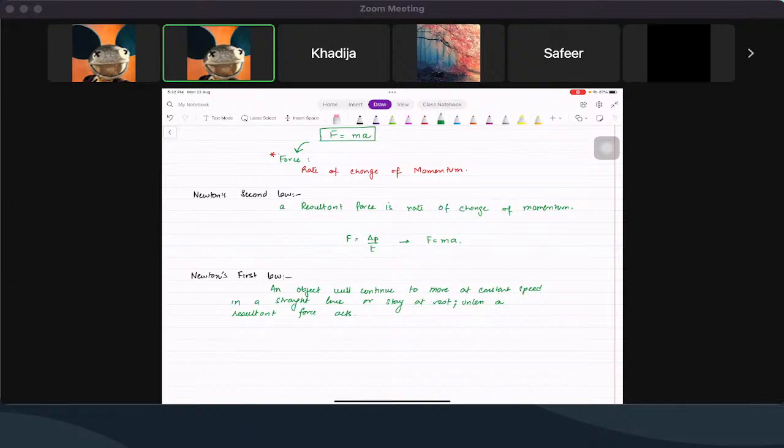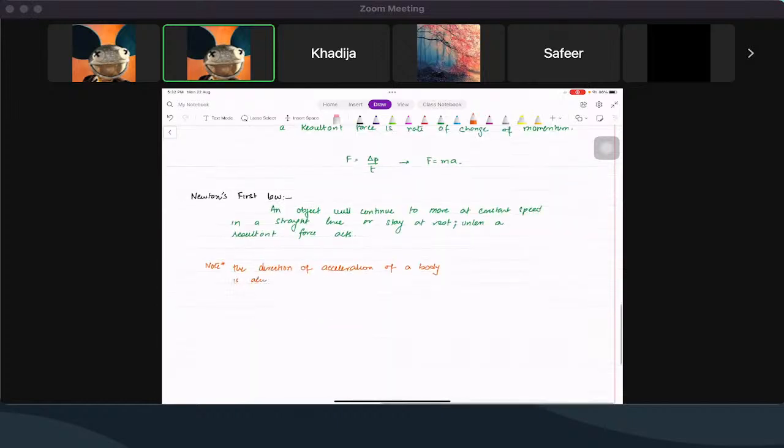Now, just write a note here so you guys remember what I mean. And remember, the direction of acceleration of a body is always the same as the direction of resultant force. Any questions? No, sir.